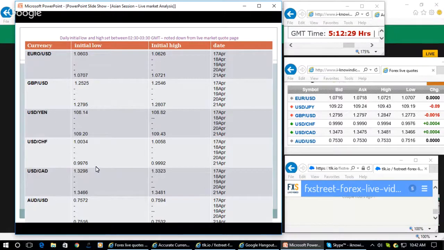Then CHF, 0.9976 is the low, 0.9972 was the initial high. They just breached the high by 2 pips to 0.9994 and came below. They are expected to make either way stop-ins. Then in the case of Canadian dollar, 1.3466 is the low, 1.3481 is the high. They have not breached the low or the high.